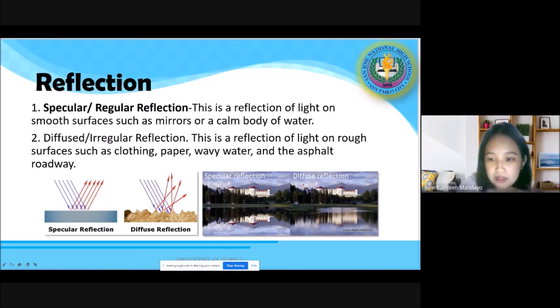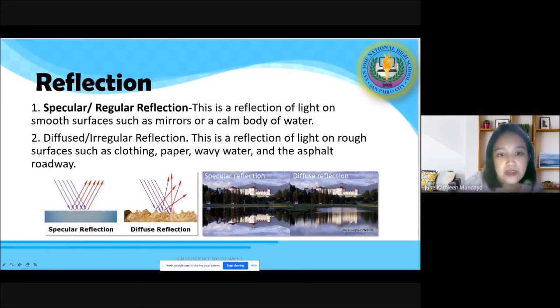In comparison to diffuse reflection, since gumagalaw yung tubig natin, say for example, humangin or may nagbato dun sa clear water natin. So makikita hindi na detalyado, kumbaga ay malabo na siya, or kumbaga wavy na rin yung image natin. But then, there is still reflection.